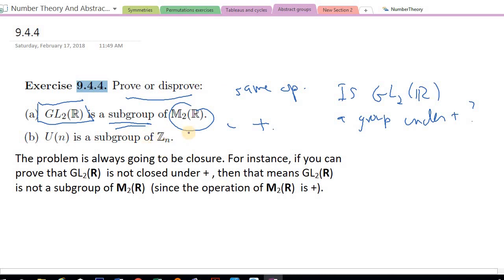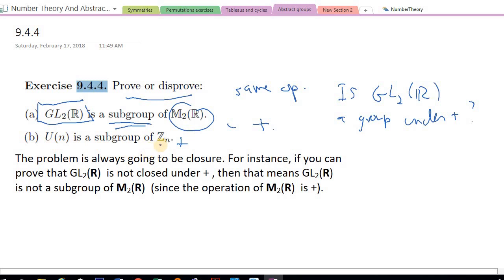Zn is a group under plus, so all you need to do is show that U of n is not closed under plus. In other words, two units, when you add them together, is not necessarily a unit. Now remember, unit means an invertible element of Zn. So, for instance, in Z4, 3 is an invertible element, but 2 is not. And we're talking about inverse under multiplication.